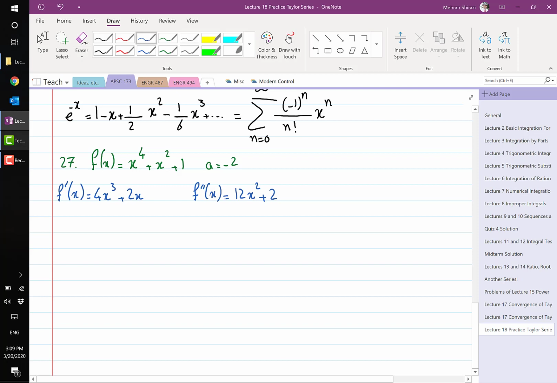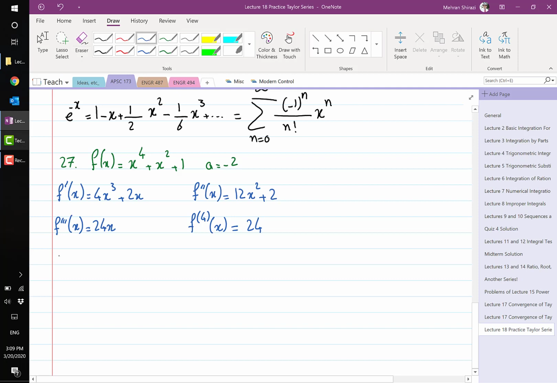And let me keep going. The third derivative of f is the derivative of the second derivative. The derivative of 12x² is 24x, and the derivative of 2 is 0. Let me write the fourth derivative. The derivative of 24x is 24.